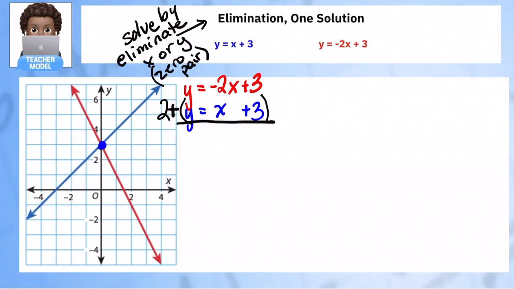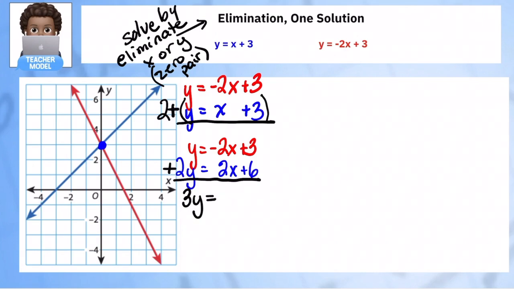Now I'm going to have this. Let me write my first equation just so that it's still in front. So my second equation is now 2y is equal to 2x plus 6. Now when you add them up, I'm going to get 3y is equal to, these are eliminated, it's happened, equal to 9. I can solve for y now. Now that I've eliminated the x, I can solve for y. And y is equal to 3.